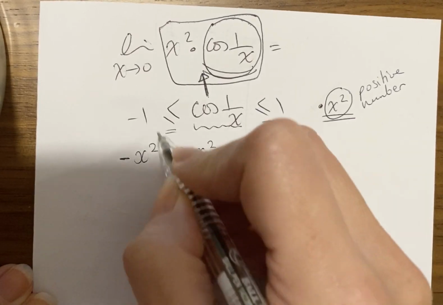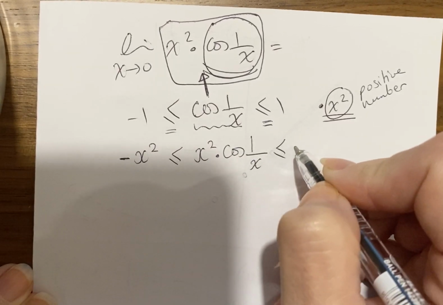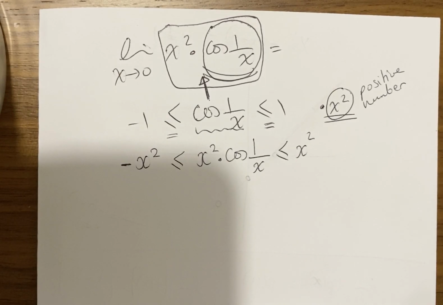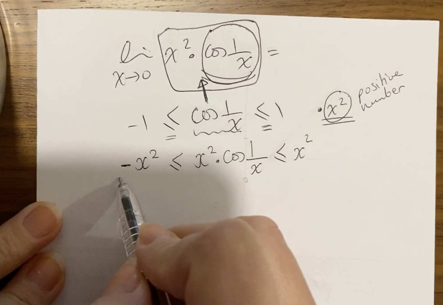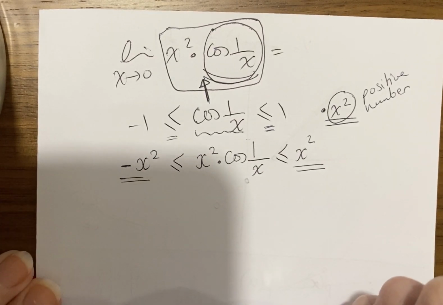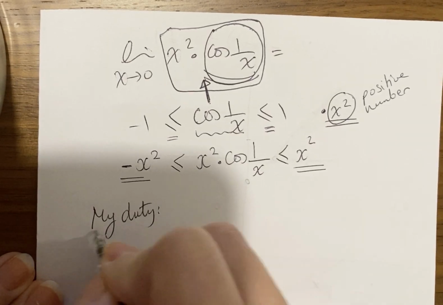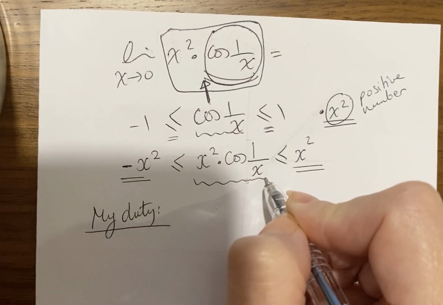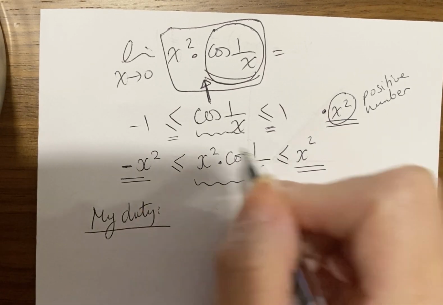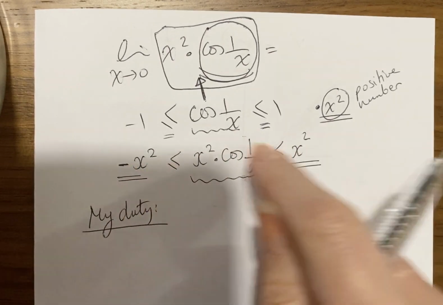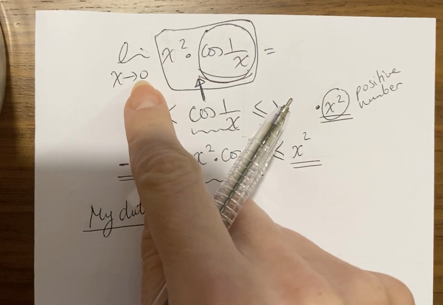So this becomes minus x squared less than x squared cosine 1 over x less than 1 times x squared, which is x squared. Now I have bounded this function between a lower bound and an upper bound. My duty now, I do not study this limit. This limit I should deduce according to the sandwich theorem. When I'm able to sandwich a filling between upper and lower bounds, I only study the limit of the bounds at the same digit here.